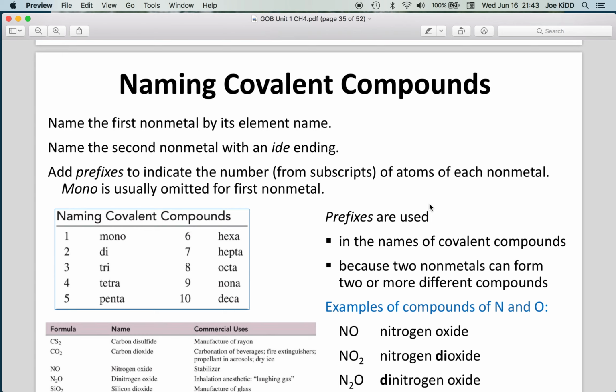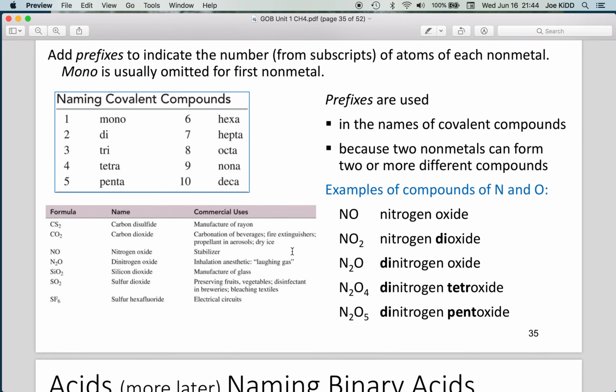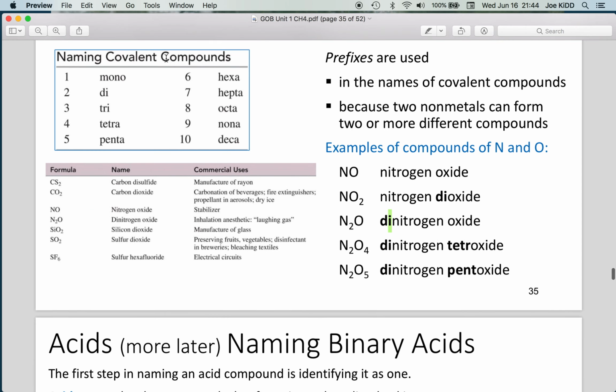So for example, if we have NO, it's nitrogen oxide. The second nonmetal is going to end in "ide." We add these prefixes to say how many of them we have. So for example, if we have NO2, nitrogen dioxide, or dinitrogen oxide, or dinitrogen tetraoxide. So you should be comfortable between 1 and 10 in knowing those.